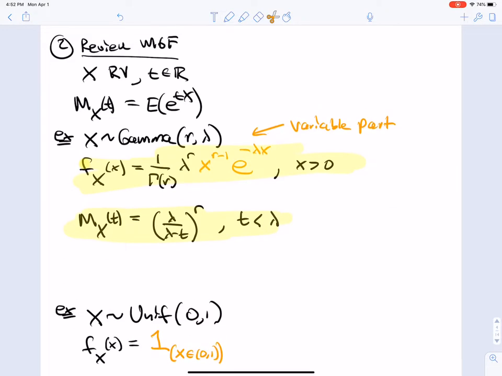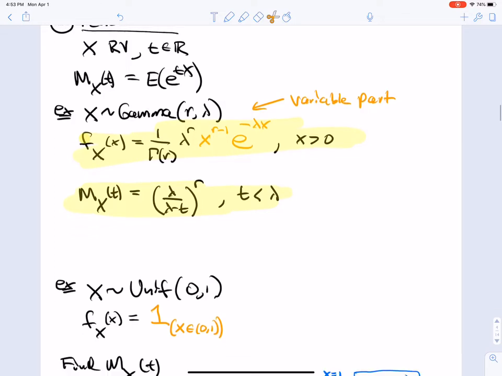Let's just review MGFs quickly. If X is a random variable and t is a real number, then the MGF, moment generating function, is the expectation of e to the tX. And so if X is gamma r lambda, so it has the given density function with variable part as shown, then the moment generating function we showed last week is lambda over lambda minus t to the rth power for t less than lambda.